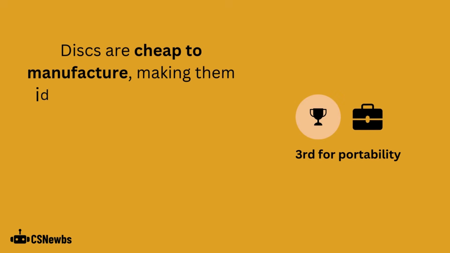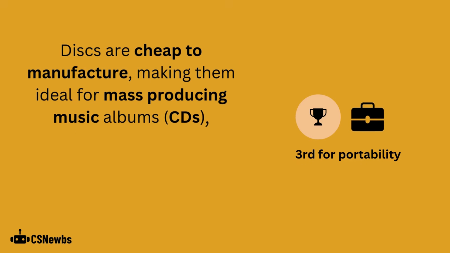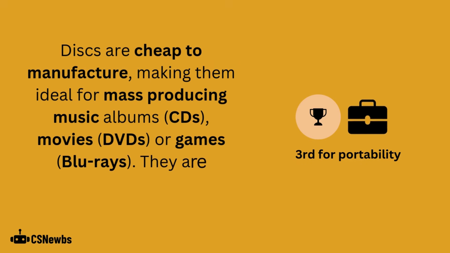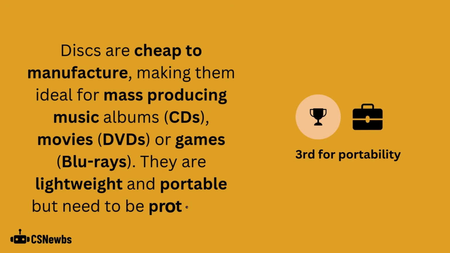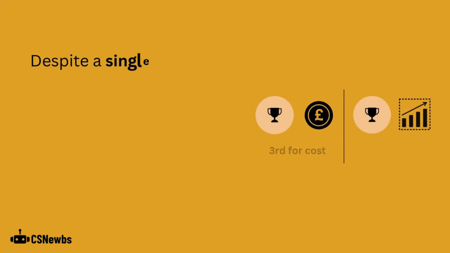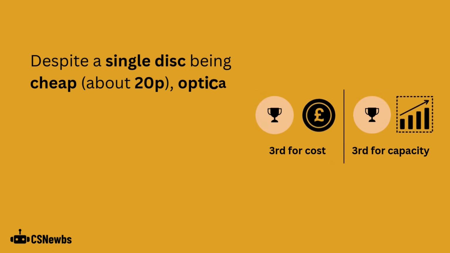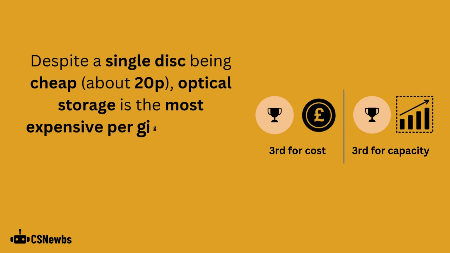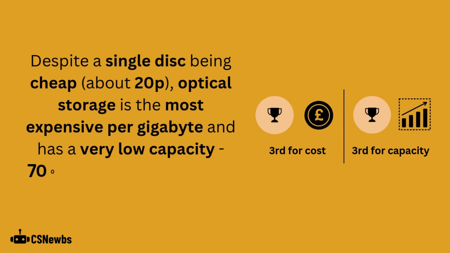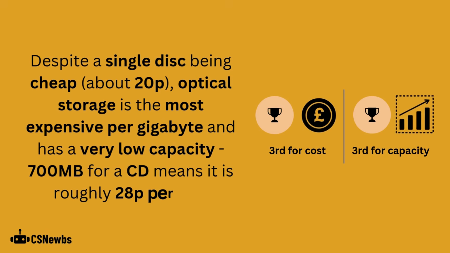Discs are cheap to manufacture, making them ideal for mass-producing music albums, movies, or games. They are lightweight and portable, but they need to be protected. Despite a single disk being cheap, optical storage is the most expensive per gigabyte and has a very low capacity. 700 megabytes for a CD means it's roughly 28 pence per gigabyte.